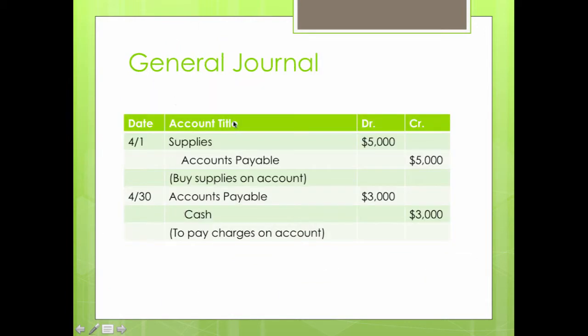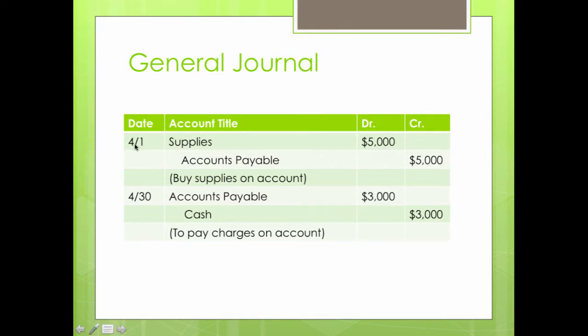And remember that when you journalize, you always debit first and you credit second. The debit is not indented and the credit is indented. And what I mean by indented, that it's shifted a little bit to the right. See how there's a space here. So when you journalize, you're going to journalize the transaction and you're going to write down the two accounts that are affected by the transaction.